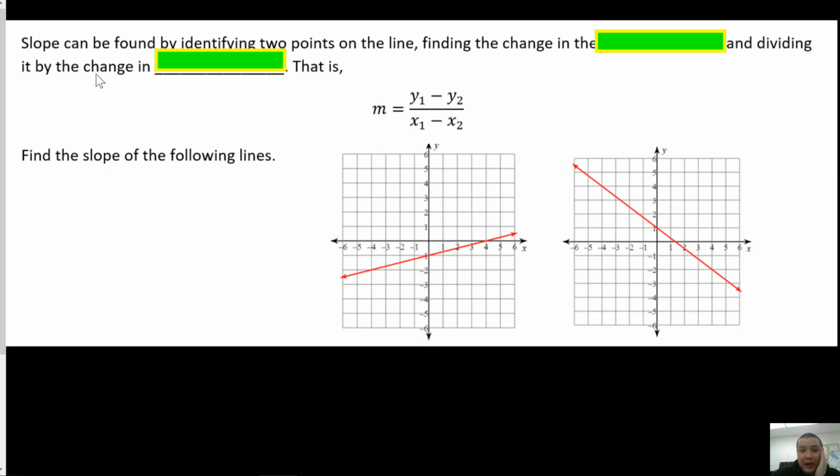Slope can be found by identifying 2 points on a line, finding the change in the y-coordinate, and dividing it by the change in the x-coordinates. That is y1 minus y2 over x1 minus x2. We'll come back to this equation in a later lesson. I just want you to be familiar with it right now and what it looks like, and I'll explain what that means later on.